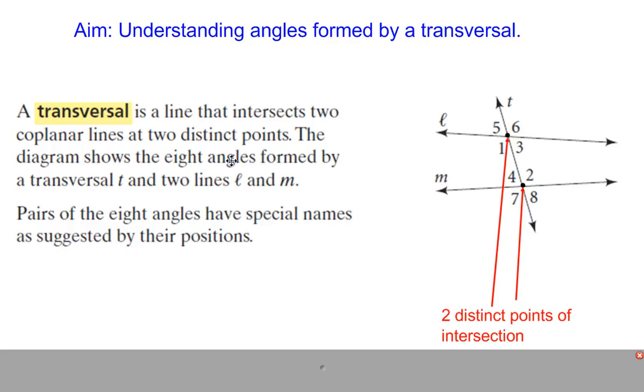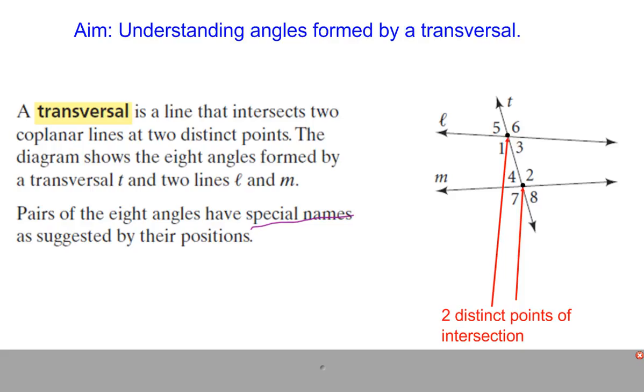The diagram shows the 8 angles formed by a transversal T and the two lines L and M. Here are the 8 angles. 1, 2, 3, 4, 5, 6, 7, 8. All of them have special names, and we're going to identify what those names are and find ways for you to remember them. But please put your player on pause, make sure you've got this definition down, and make sure you've got this diagram down before you hit play to resume.